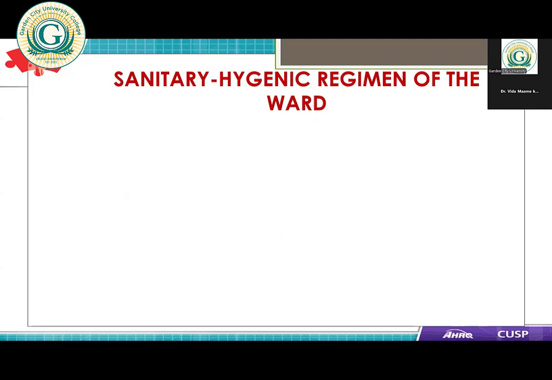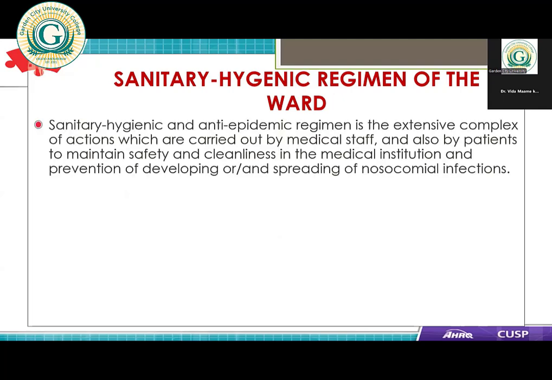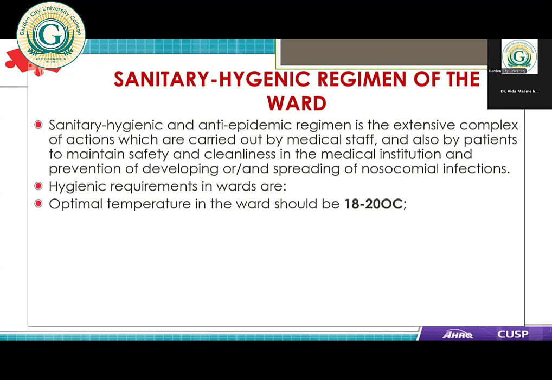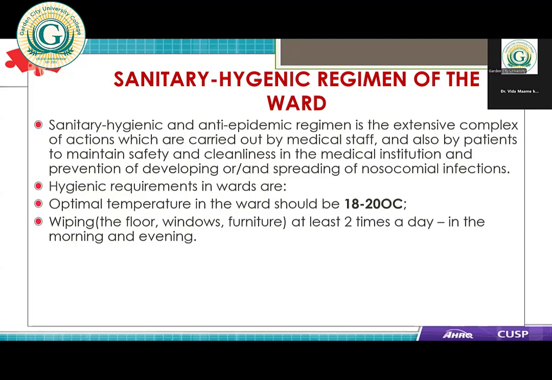And the sanitary hygiene requirements in the wards are what? They need optimal temperature. The temperature in the wards should be at least, so take note, 18 to 20 degrees Celsius. So I have to correct the degrees Celsius. Wiping the floor, windows, furniture, at least twice a day, in the morning and the evening.